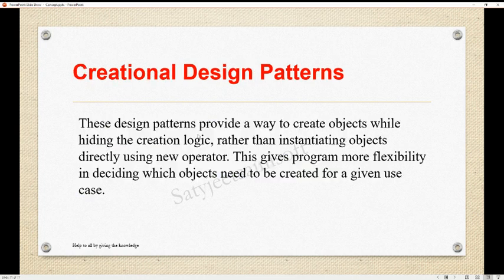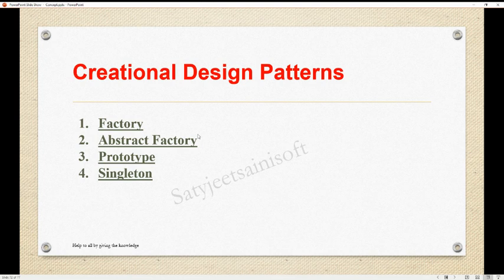What is the creational design pattern? These design patterns provide a way to create objects while hiding the creational logic, rather than instantiating objects directly with the new keyword. So it basically provides the abstraction of how to create the object. Now coming on to the types of creational design pattern. Here I have written these four: factory, abstract factory, prototype, and singleton. There are many more creational design patterns, but I am writing these based on our interview perspective. So whatever the commonly asked patterns are, we will try to cover here.